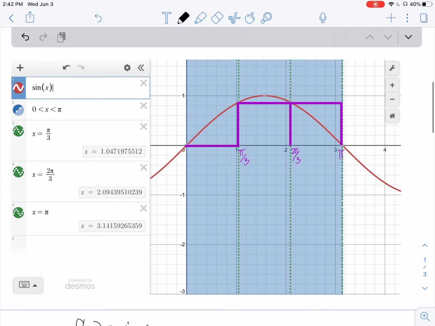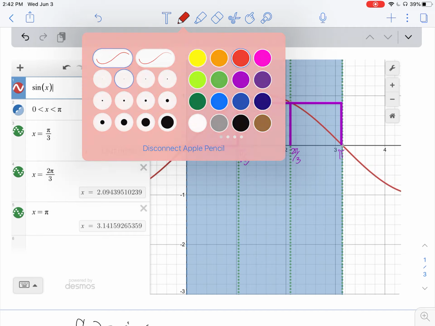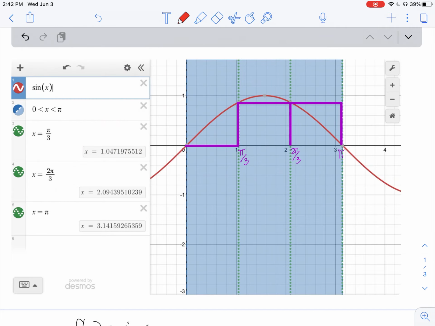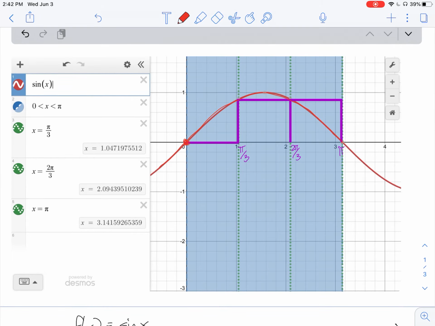Okay, so here right away is my favorite graphing calculator app of all time, Desmos. Desmos can handle just about any type of equation we throw at it. So here we go. I've graphed the sine of x, and that's just following right here. And then I gave it its interval between 0 and pi. So here's 0, here's pi. And then I marked out in green the intervals that we're splitting it into. So we're splitting it into 3 intervals.